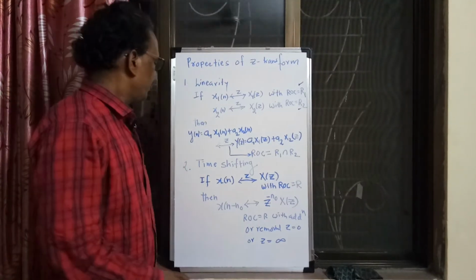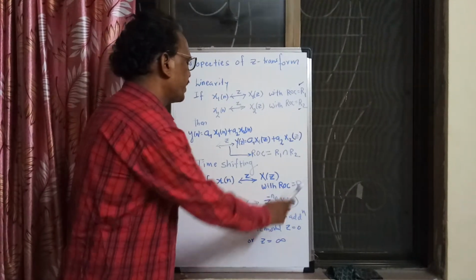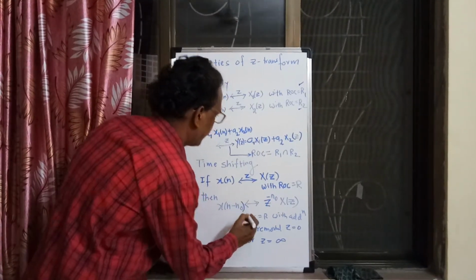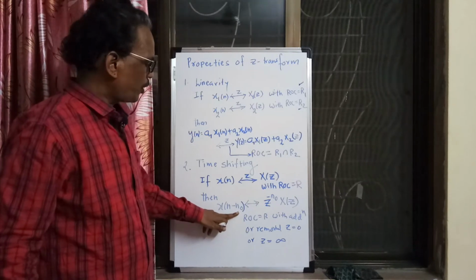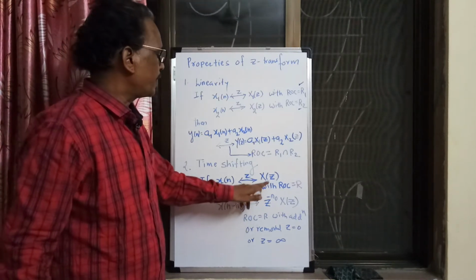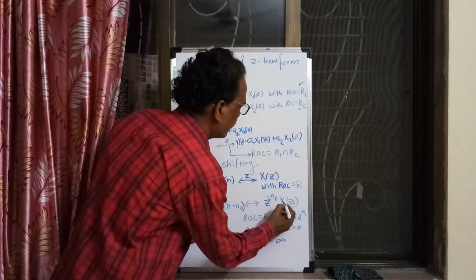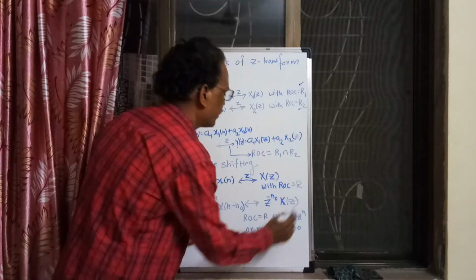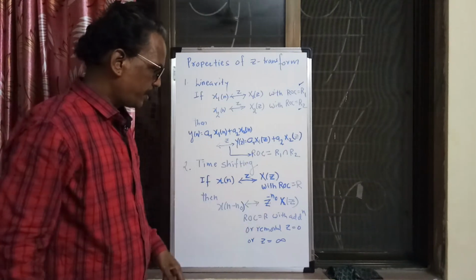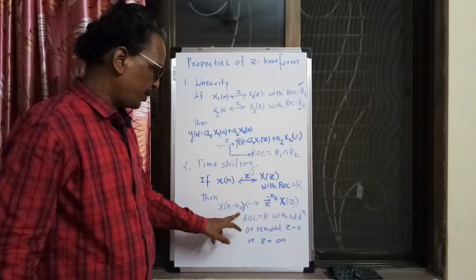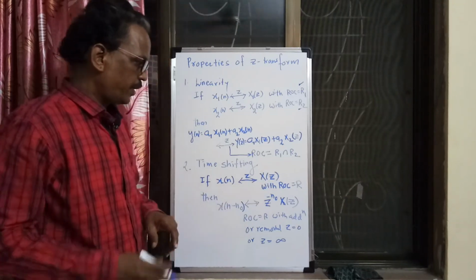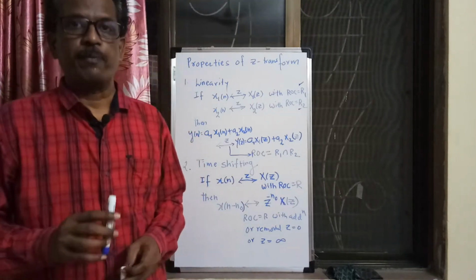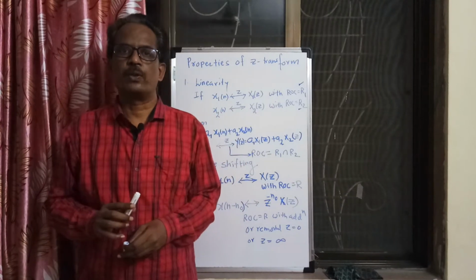So here the Z transform of x[n] is X(Z), the ROC is R, and then if the signal is shifted by n0, where suppose n0 is positive, then the earlier Z transform gets multiplied by Z raised to minus n0 into X(Z). If n0 is negative, it will be Z raised to plus n0 X(Z). So the earlier ROC was R, and the new ROC will be the same with addition or deletion of Z equal to 0 or Z equal to infinity.